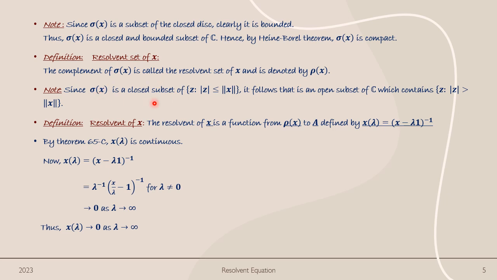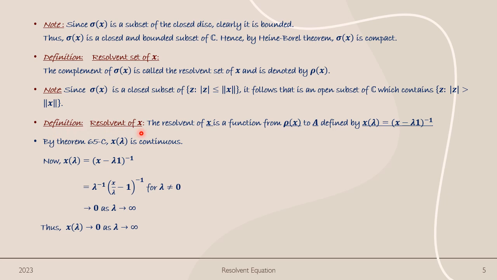Since sigma of x is a closed subset of the closed disk, as we have just proved, it follows that rho of x is an open subset of C, because rho of x is the complement of sigma of x and sigma of x is closed. It contains the set of z such that mod z is greater than norm x, because sigma of x is contained in the set of z such that mod z is less than or equal to norm x, and rho of x is the complement of sigma of x.